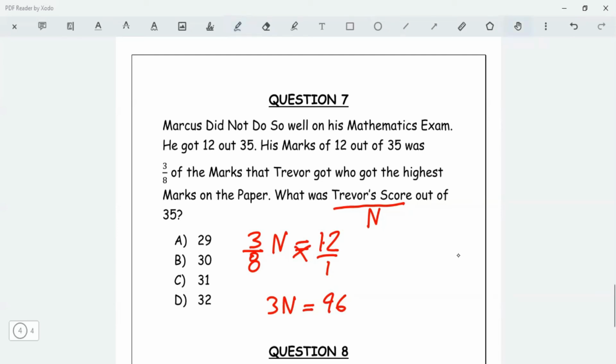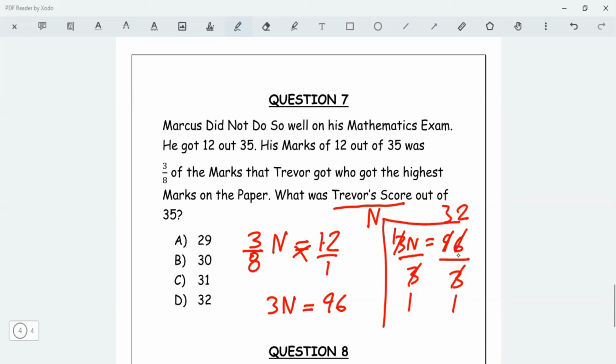12 times 8 is 96. So now what we have is 3n is equal to 96. So we divide both sides by 3. 3 into itself 1, and 3 into itself 1 here. 3 into 9 goes 3 times. 3 into 6 goes 2 times. So Trevor's score is 32 out of 35.